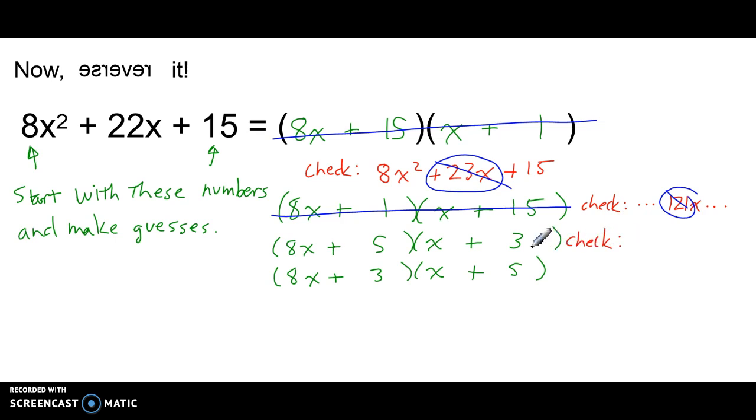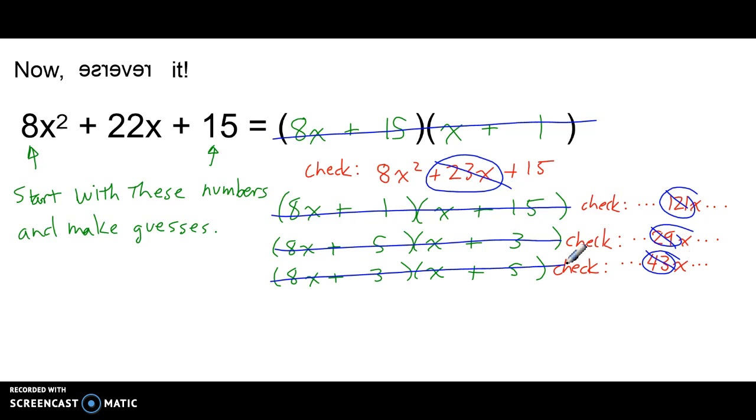So when you do the check for this one, you get 8 times 3 is 24, and 5 times 1 is 5, 24 and 5. You get 29x in the middle. That's no good. You try this one here, and this one doesn't work either. You get 8 times 40, and 3 times 3 is you get 43x in the middle. That's pretty far off. Remember, it needs to be 22x. So that's not working either.